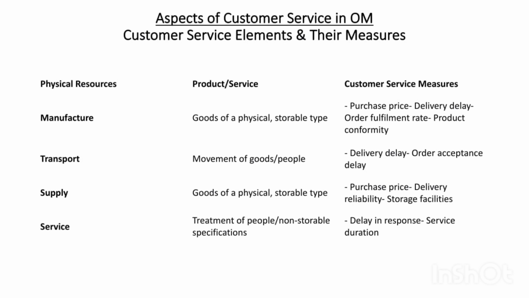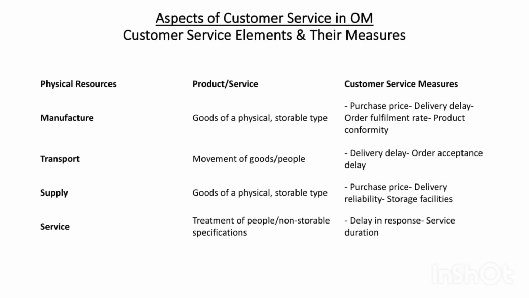The second aspect is transport. That means the physical resources must be transported through trucks, delivery vans or logistics. The product or service means movement of goods or people, and it must not be stored but moving. And the customer service measures are the delivery delay and the order acceptance delay.